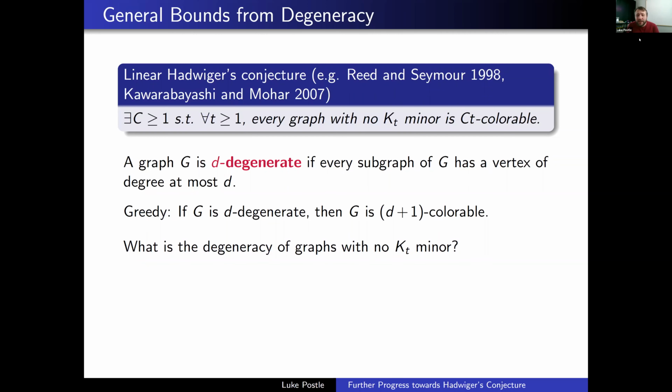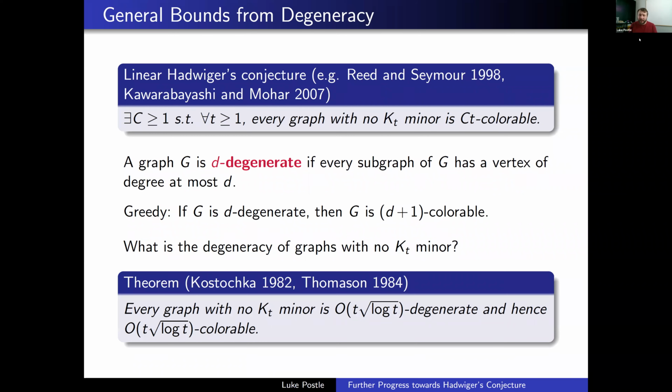So here is an old question that arose. What is the degeneracy of graphs with no K_t minor? Kind of, what's their average degree? If I have large average degree, I should expect somehow a K_t minor. And this was resolved by Kostochka and Thomason independently in the early 80s. They showed that every graph with no K_t minor is t root log t degenerate, and hence t root log t colorable by this simple greedy algorithm.